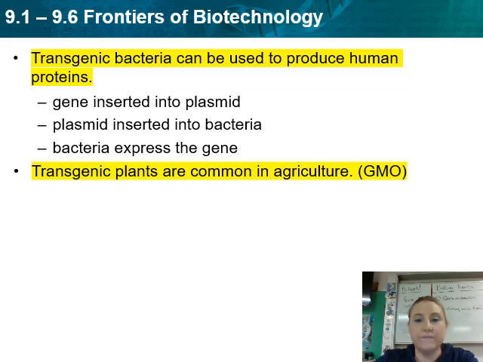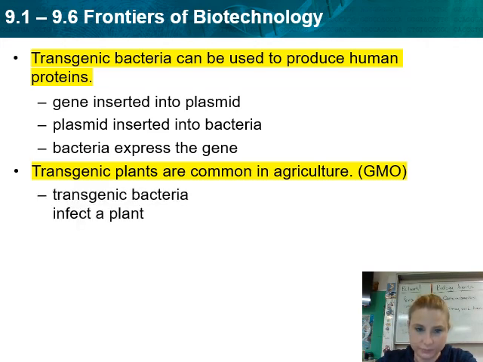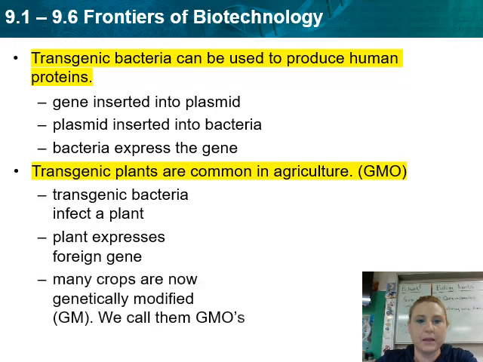Transgenic plants are very common in agriculture. We call them GMOs. You've all heard of them, genetically modified organisms. And a lot of our crops are now genetically modified. So we call them GMOs. And if you look, I would say a ton of them are modified to make them stronger, pest resistant, contain more vitamins, a ton of different things.